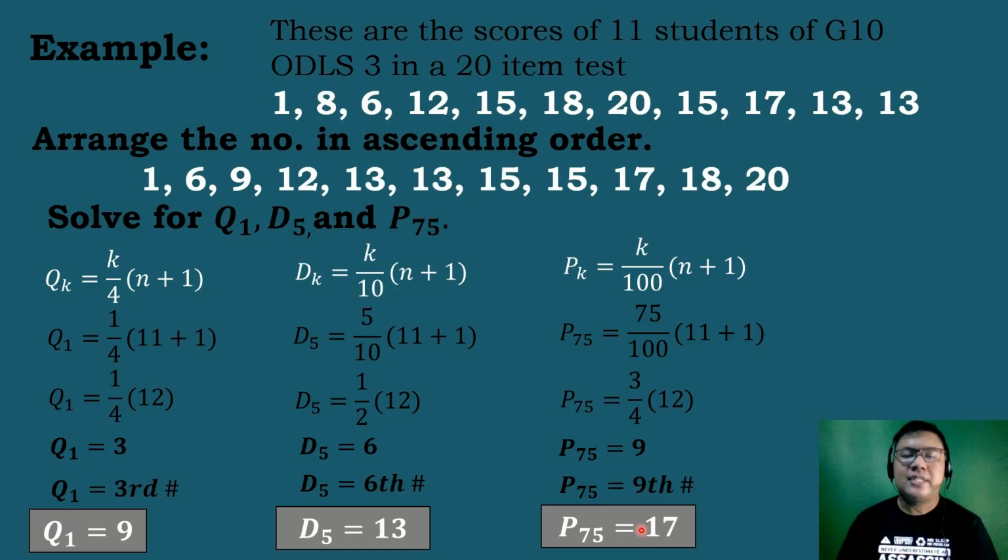Therefore, 75% of the students has a score of less than or equal to 17.